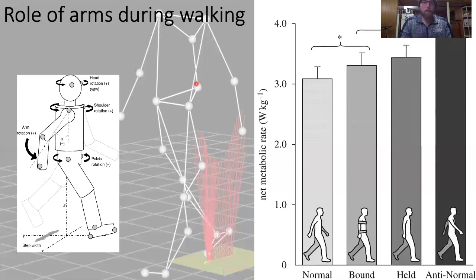Everything is balanced. And if we look at this study, this is really cool. I like this a lot. What happens if we start to modify how the arms work when we're walking? So you have someone who's walking normal, right? We have someone who's had their arms tied at their side. We have someone who's holding their arms at their side, and someone who's walking anti-normal. This person is walking ipsilaterally. What that means is as their right arm goes forward, so does their right leg. So same side arm, same side leg.